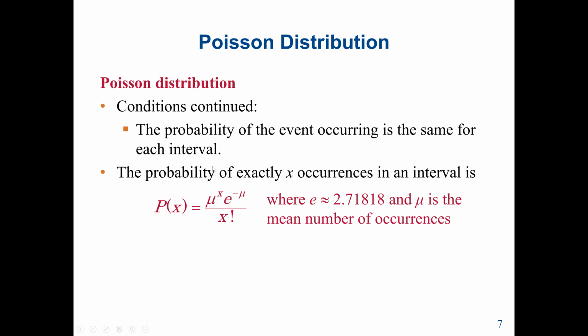Now, to find the probability of exactly X occurrences in an interval, the formula will be probability of X equal to the mean to the power X, times e to the power negative mean, divided by X factorial. Again, we know e is an exponential constant value, which is 2.71828. And the mean will be the mean number of occurrences, or the mu.